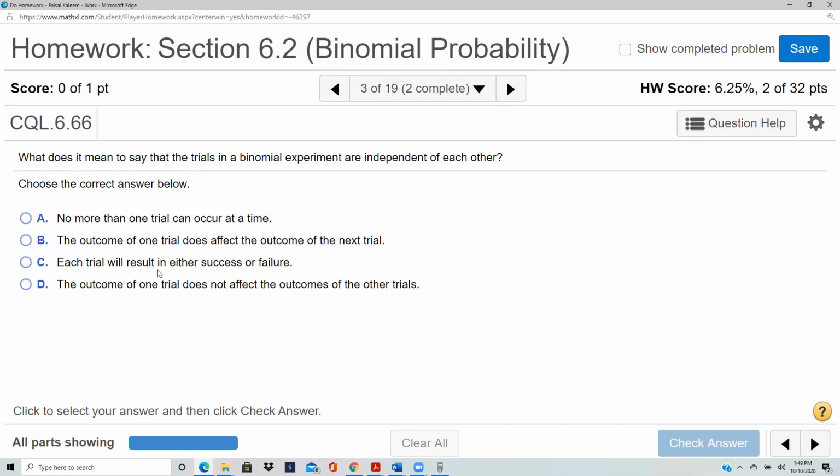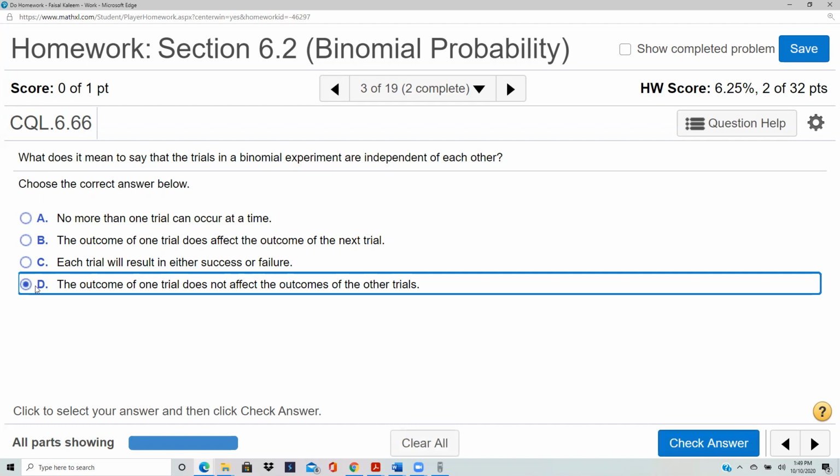Each trial will result in success or failure. Yeah, that's nothing to do with independence. The outcome of one trial does not affect the outcome of other trials. Yes, that is what independent means.